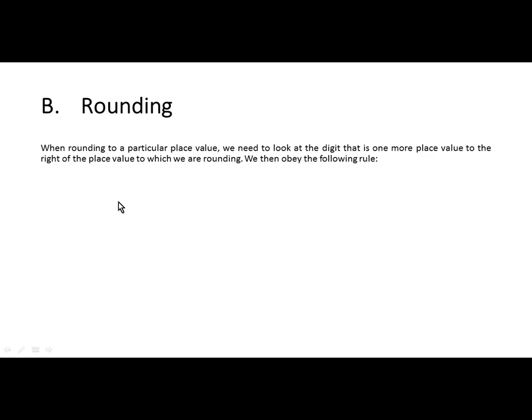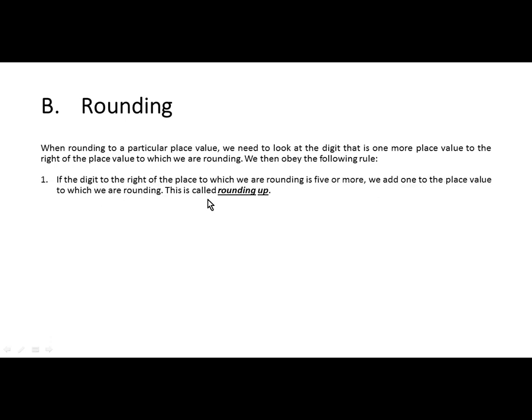So rounding itself. When rounding to a particular place value, you need to look at the digit that is one more place value to the right of the place value if you're going to the right of the decimal point. If you're going to the left of the decimal point, you'd go one more place to the left. So we then obey the following rules. If the digit to the right of the place value to which we're rounding is 5 or more, we add 1 to the place value to which we're rounding, and this is called rounding up.